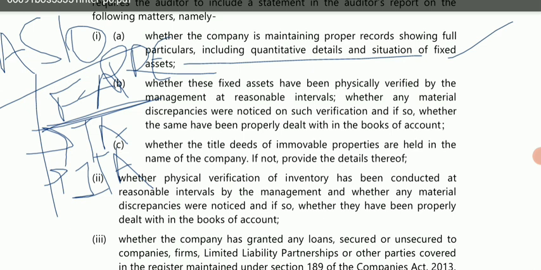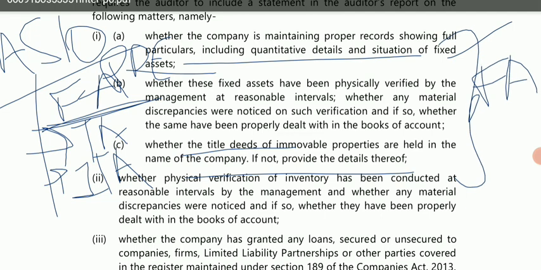Now suppose the company is showing some amount of land or any building in its assets, so the proper transfer of title should also be done. That means the land and the building which the company is showing in its assets should be in the name of the company only. So you have to make sure whether the proper title deeds have been transferred in the name of the company, and if not, then you have to provide the details. Okay, so this was your first point, related to fixed asset.